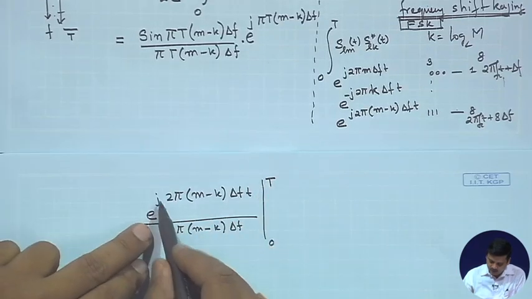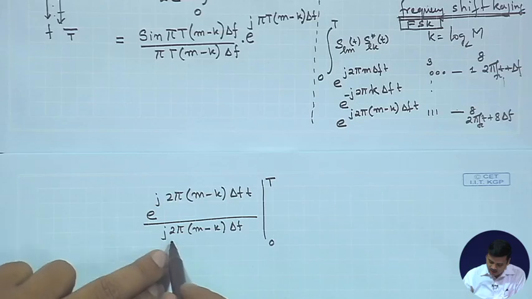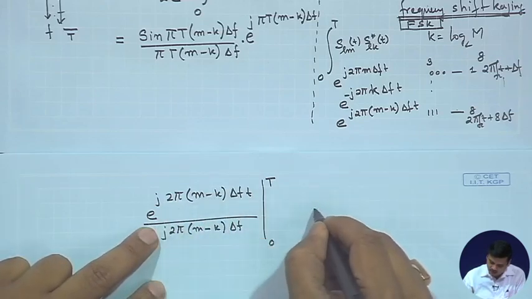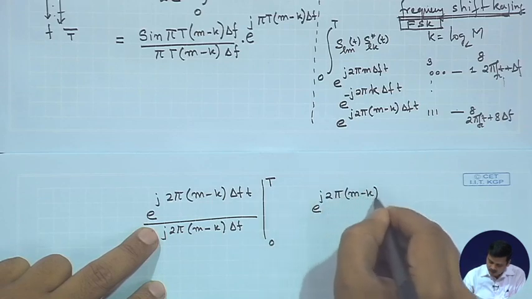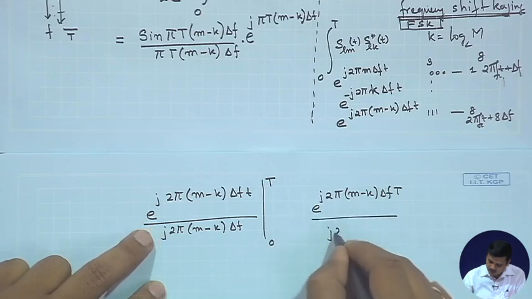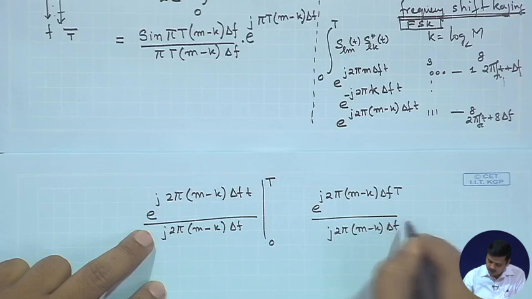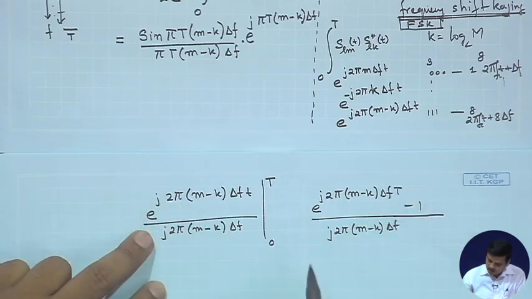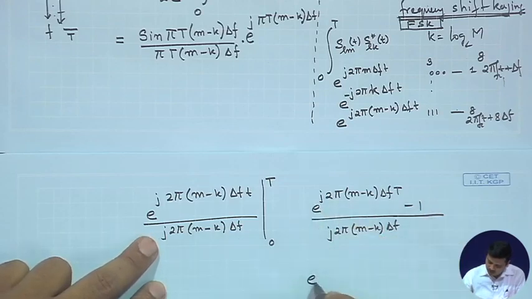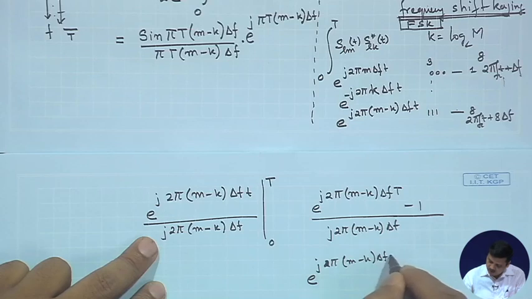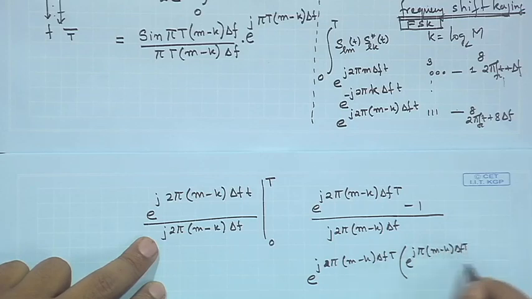If you do it, you are going to get e to the power of j 2 pi (m minus k) delta f t, and the other term would be 0, and 0 would lead to a 1. So, this will be e to the power of j 2 pi (m minus k) delta f T, minus 1, and all the other terms would cancel out. So, you could take out e to the power of j pi (m minus k) delta f T from this, and you will be left with e to the power of j pi (m minus k) delta f T minus e to the power of minus j pi, and so on, and in the denominator you have 2 j pi (m minus k) delta f.